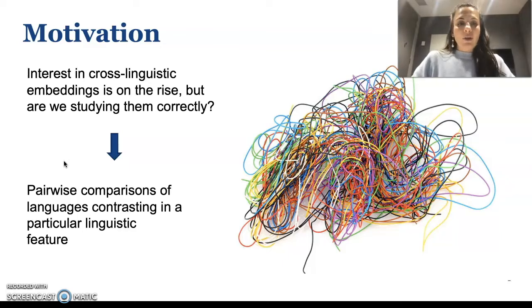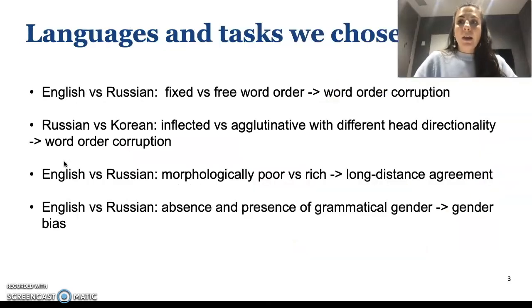So we suggest that we should approach this task similar to how it's approached in linguistics, that is to do a pairwise comparison of languages which contrast in a particular feature which is related to the task we are interested in. So in particular, we choose several tasks here, and we choose languages which reflect particular linguistic features which is necessary for this task. For example, for the task of word order corruption, we choose languages with fixed and free word order and contrast them, and in our case it's English versus Russian.